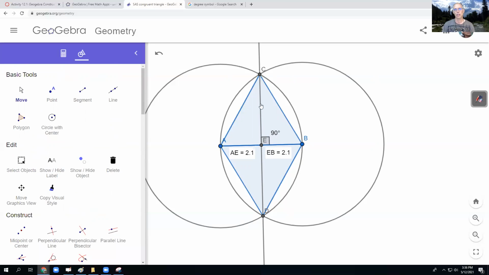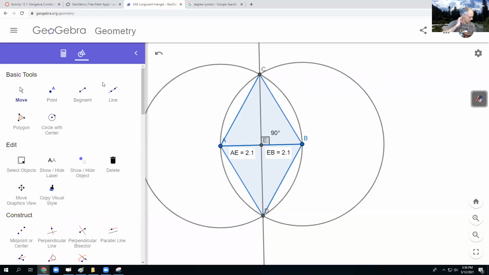Cool, I did it. So I started with this arbitrary segment AB, and then I created this perpendicular bisector just by making two congruent circles from A to B, and starting in B to A. So perpendicular bisector.